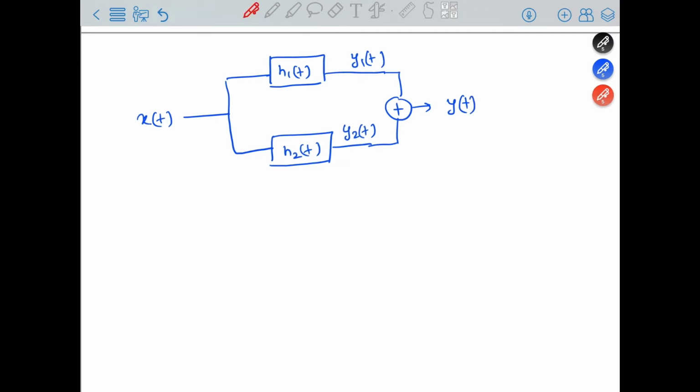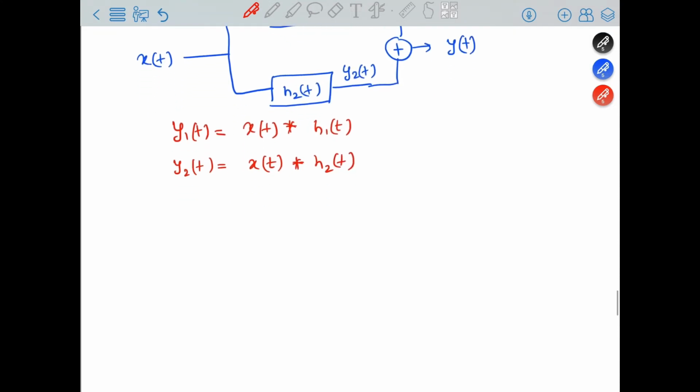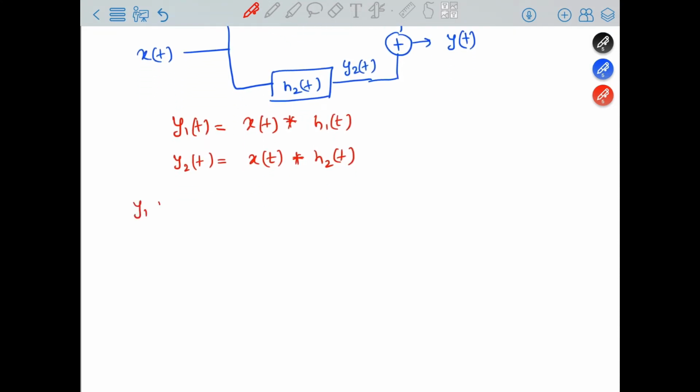So mathematically how can we write this? y1(t) will be written as x(t) convolved with h1(t), and y2(t) will be equivalent to x(t) convolved with h2(t). And when we add these two, what will be the output?